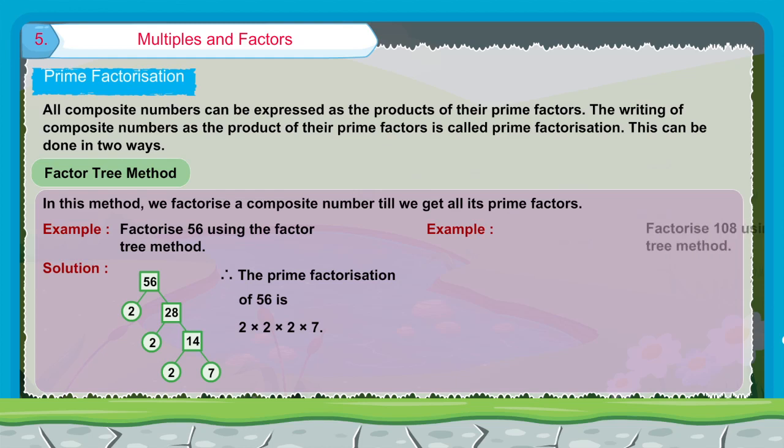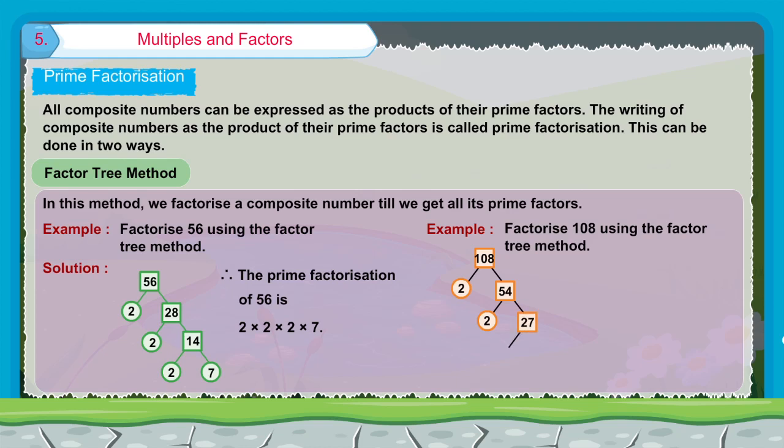Example: factorize 108 using the factor tree method. Therefore, the prime factorization of 108 is 2 into 2 into 3 into 3 into 3.